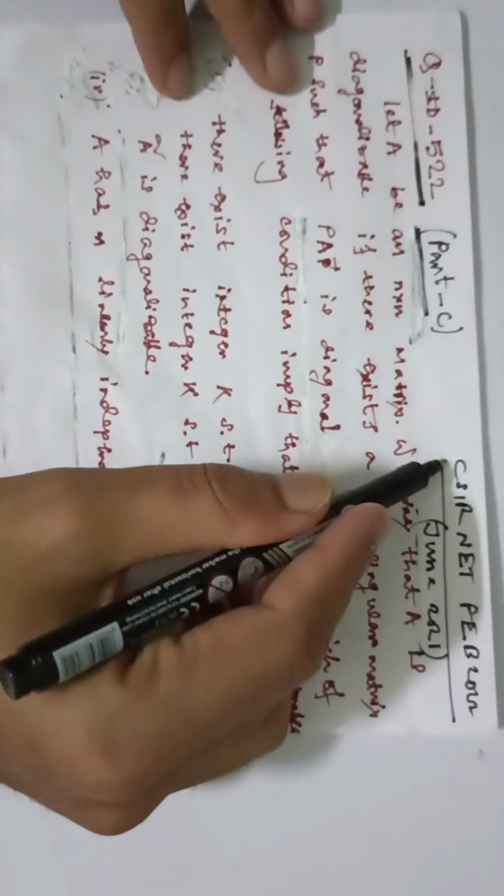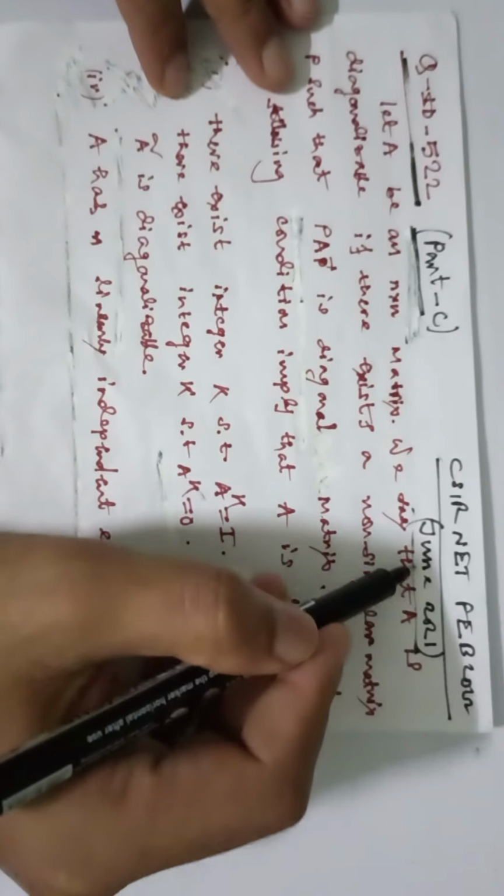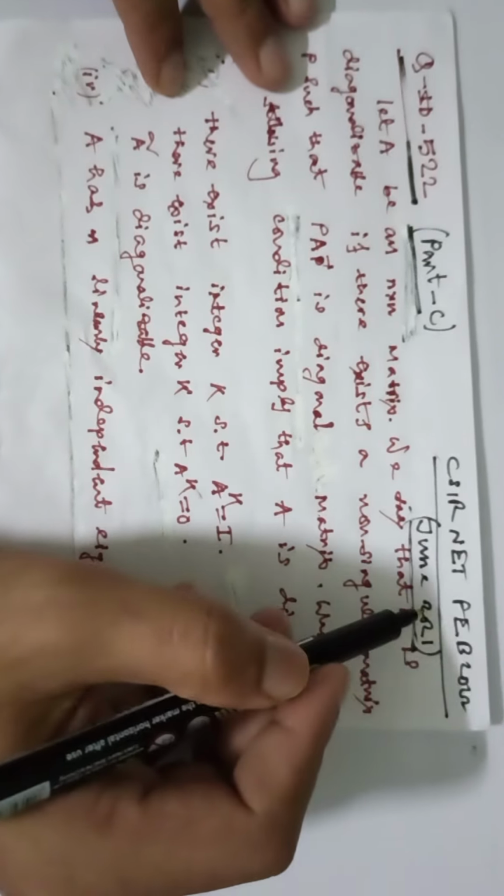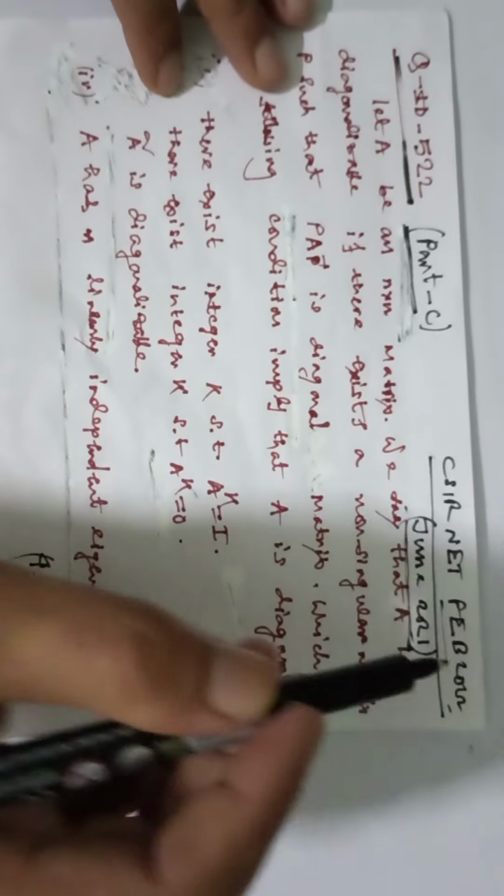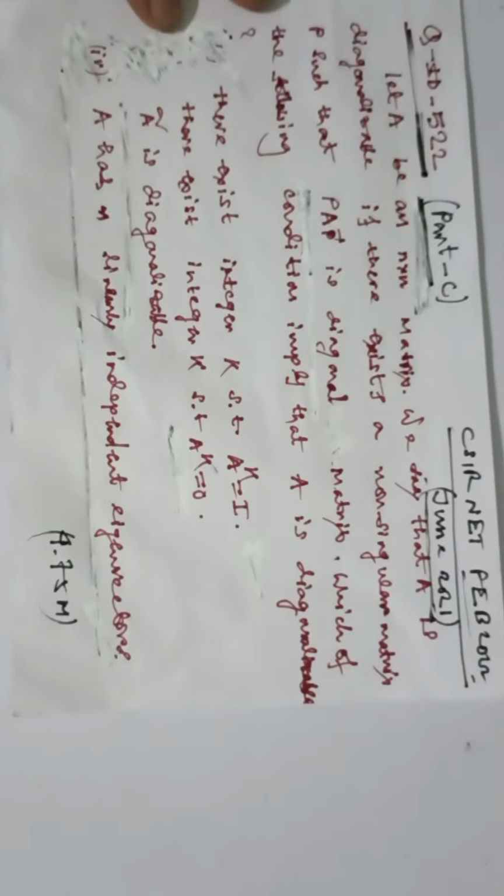Today in this video we are going to discuss an important question from CSIR NET June 2021, which was held in February 2022. This is basically a question from Part C, and the question ID is 522. Okay, what is the question?